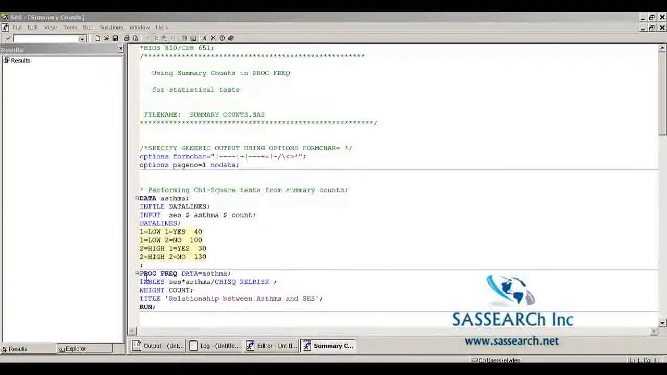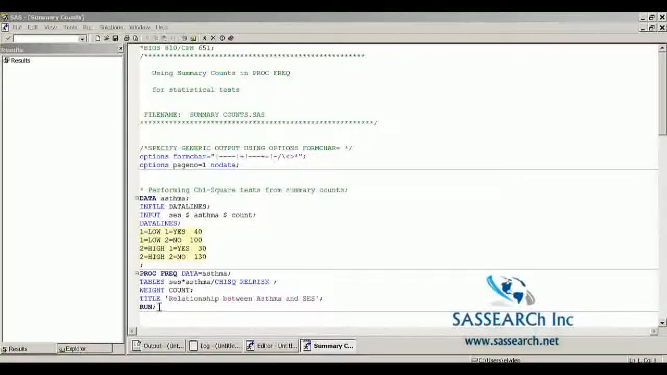Then we can go ahead and do a proc freq of this data, and we're going to have our table statement, SES star asthma, and then we're going to request 2 different statistics. We're going to request the chi-square option, and we're also going to request the option rel risk. And very importantly, we need this weight statement to tell SAS how we are weighting our data.